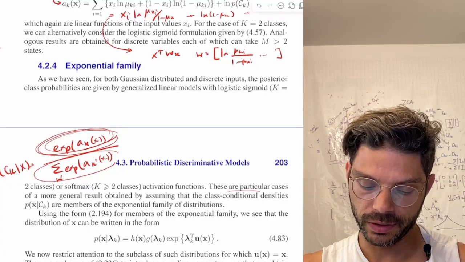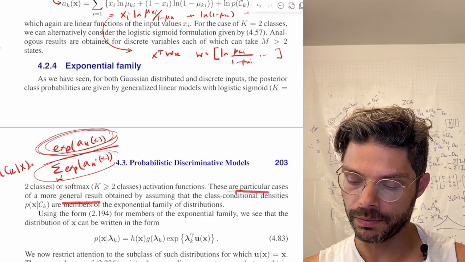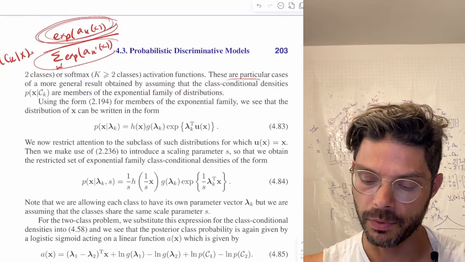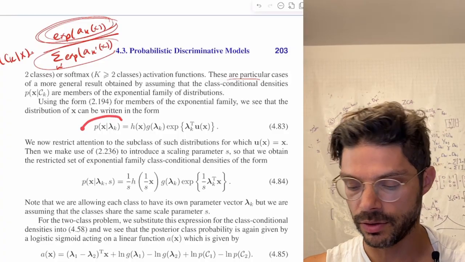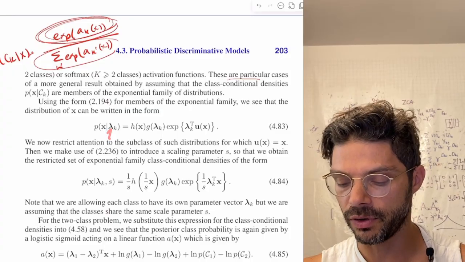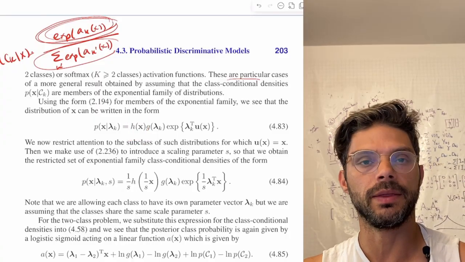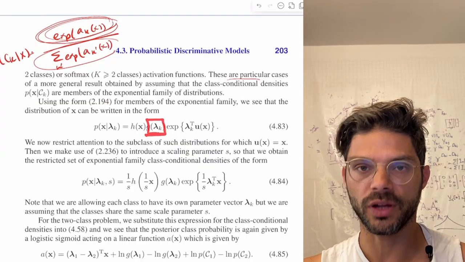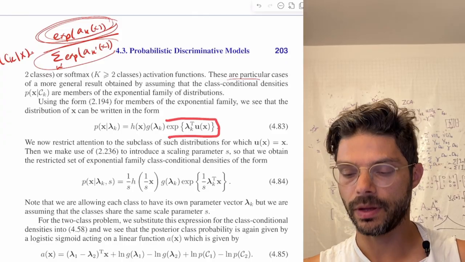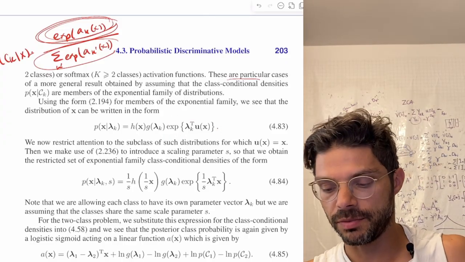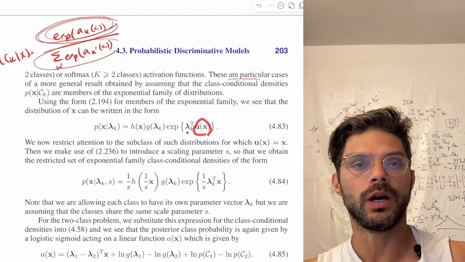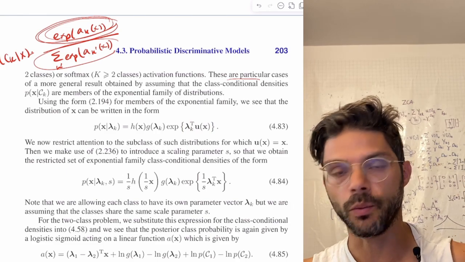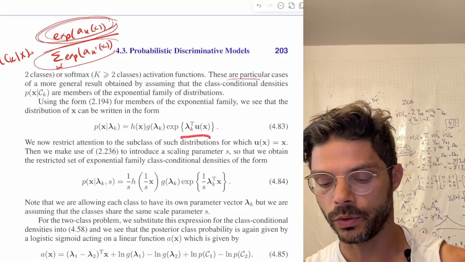It says these are particular cases of a more general result obtained by assuming that the class conditional densities are members of the exponential family of distributions. Okay, so remember what that meant? The exponential family had this form where the probability distribution based on some parameters was a product of some term that depended just on the data point itself, often just 1, and then some term that depended just on the parameters. And then the way the parameters interact with the data is in this exponential: there would be some function of x, so it doesn't have to be x itself, it could be x squared, whatever, being weighted by the parameters, basically. There are other definitions, but that's the one we're going to use.